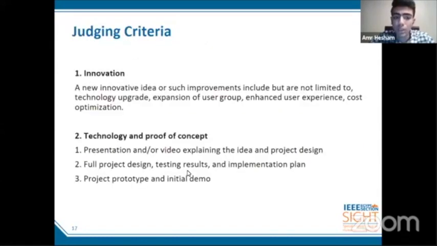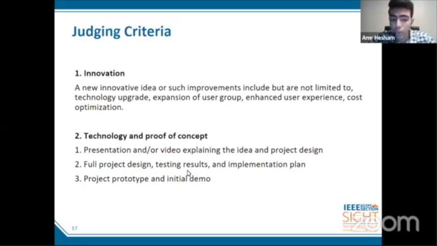And what about the judging criteria? The judging criteria are summarized in 4 points: innovation, technology and proof of concept, impact, and feasibility. Innovation: a new innovative idea. The idea should be innovative, or include improvements such as, but not limited to, technology upgrade, expansion of user group, enhanced user experience, and cost optimization.